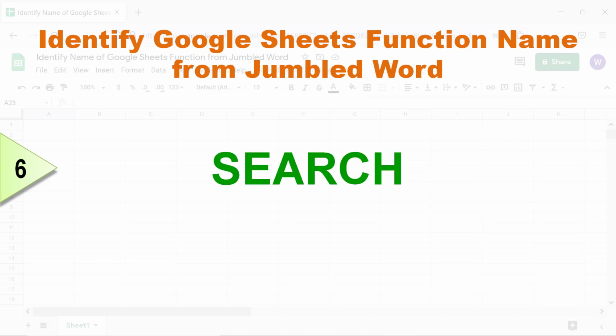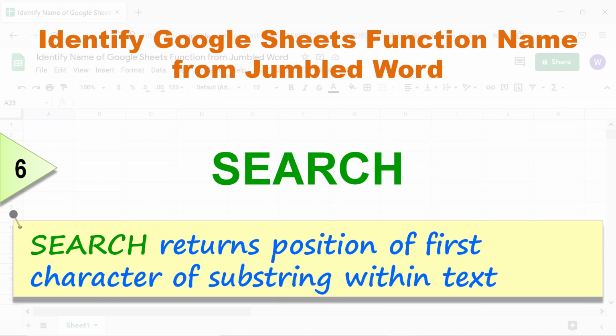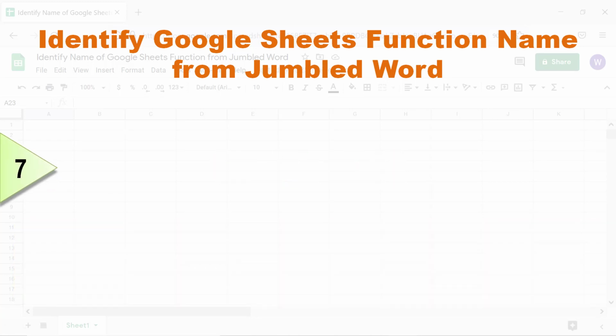Search. Search returns position of first character of substring, within text. Seventh jumbled function name.